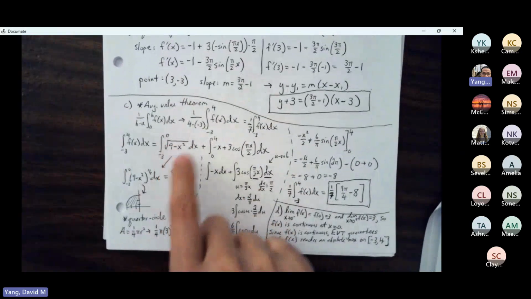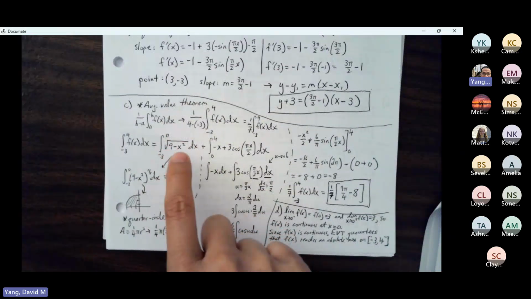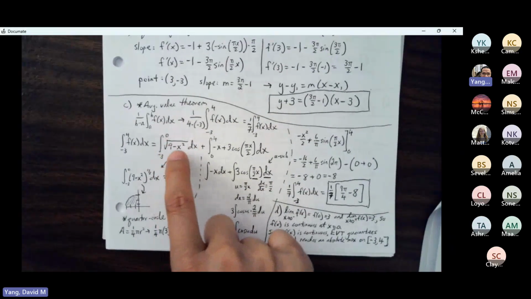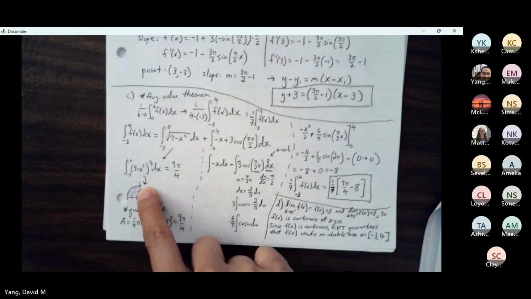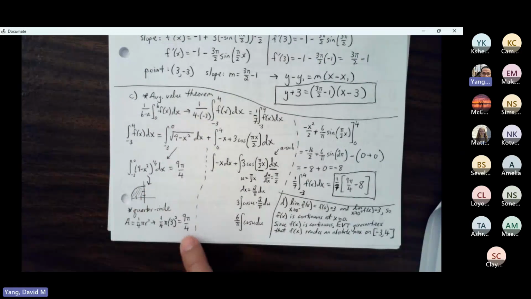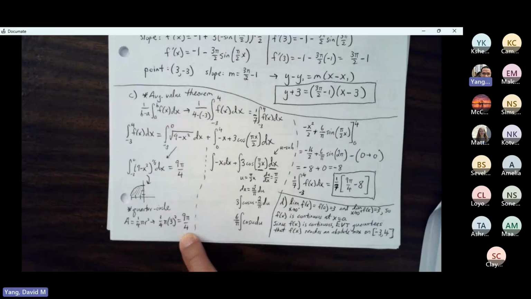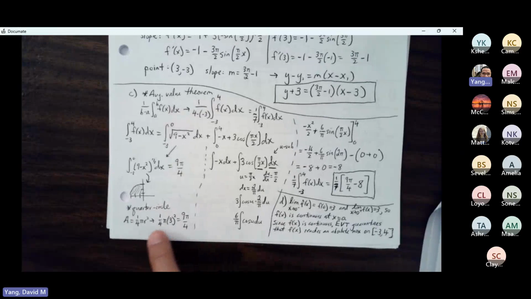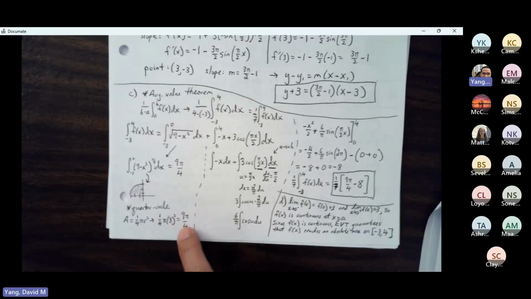And even though we can't solve this using integral rules, this is technically a geometric shape, and for a geometric shape, we're asked to connect it with the area of a quarter circle. So 1/4 pi r squared. The radius of the circle is 3, and the quarter circle is going to share that same radius. So 1/4 pi r squared is 9 pi over 4.